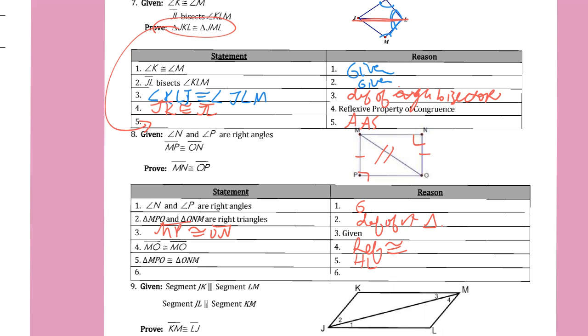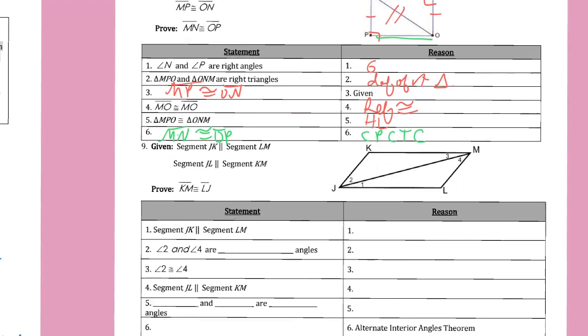We showed that those two triangles are congruent. We want to take it one step further. If we know the triangles are congruent, what else do we know? Well, we know the corresponding parts will be congruent to each other. So they're asking, does that mean that MN matches OP? The answer is, of course it does. MN is congruent to OP. Why? Because the corresponding parts of congruent triangles will be congruent to each other. Even though we only talked about a couple of the parts, we know all the corresponding parts will be congruent to each other.